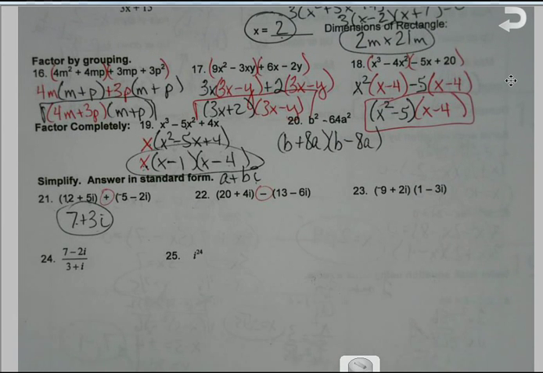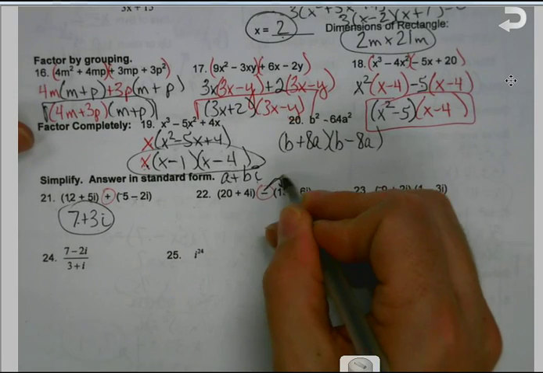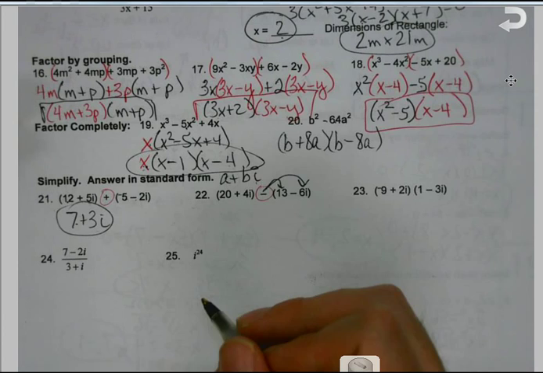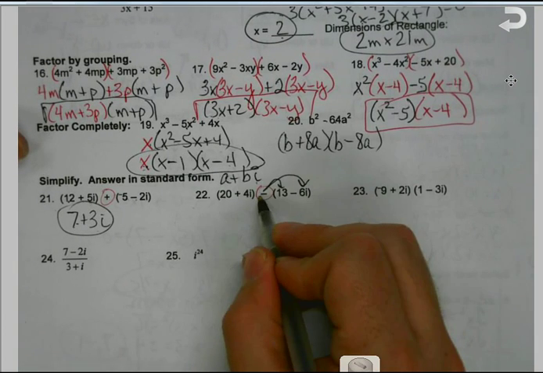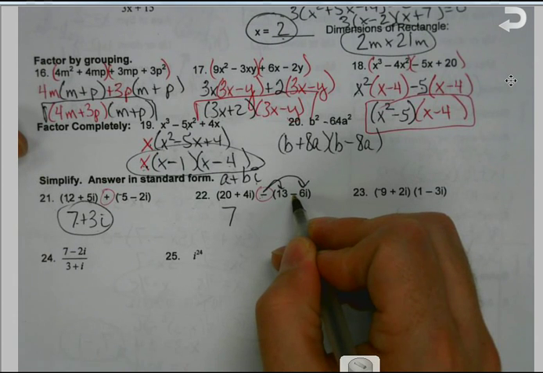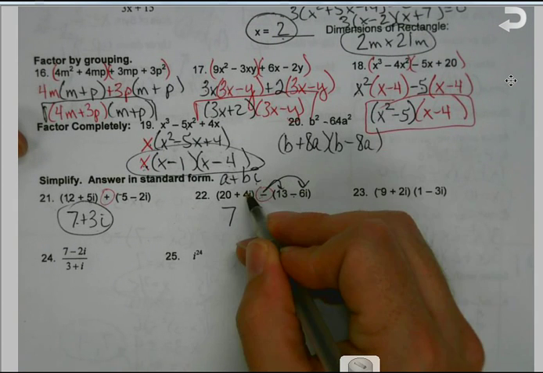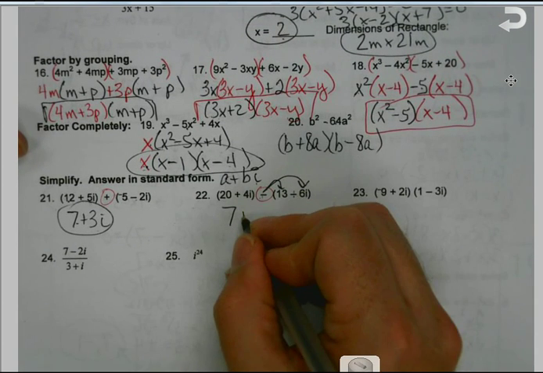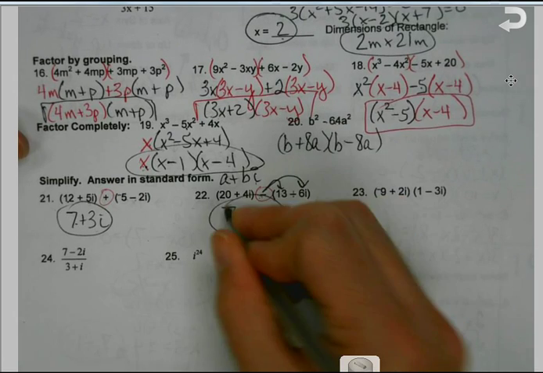Now technically, is it wrong? Is it a different value if you have 3i plus 7? No, but we want to get used to having things in the form. Here, the minus just means that negative is distributing through. 20 minus 13 is 7. 4i minus a negative 6i is the same as 4i plus 6i, which would be 10i.